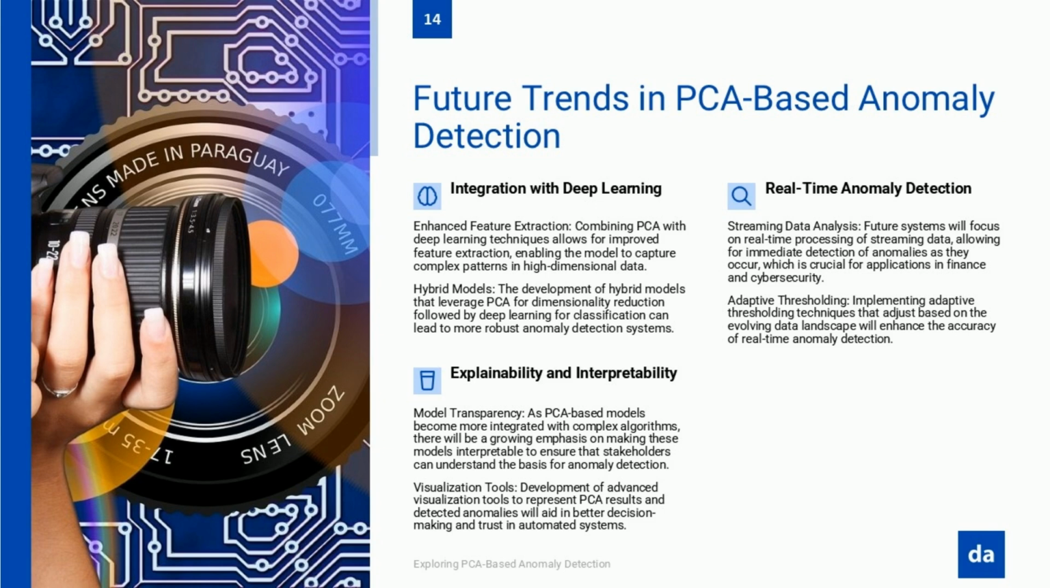Anomaly detection is evolving rapidly, and while PCA has been a powerful tool for dimensionality reduction and outlier detection, the future is bringing even more advanced techniques. As datasets grow larger, more complex, and more dynamic, PCA-based anomaly detection is being enhanced with deep learning, real-time processing, and hybrid models to improve accuracy, interpretability, and speed.